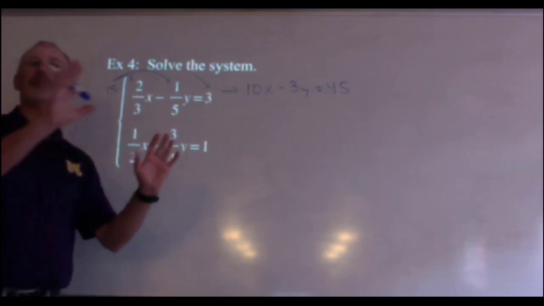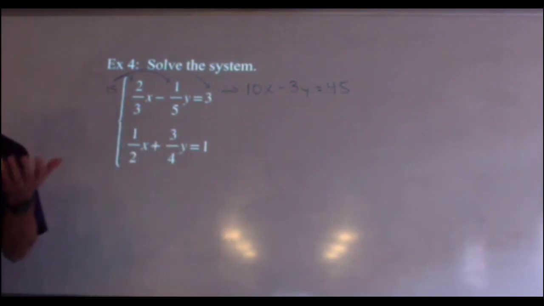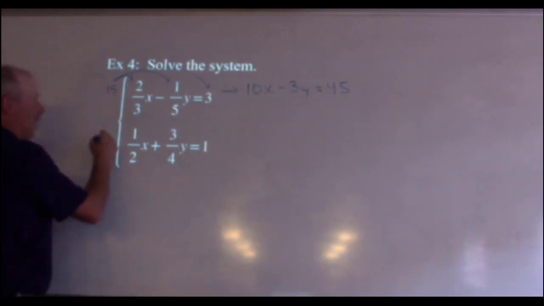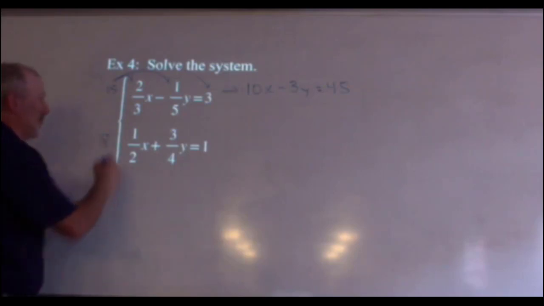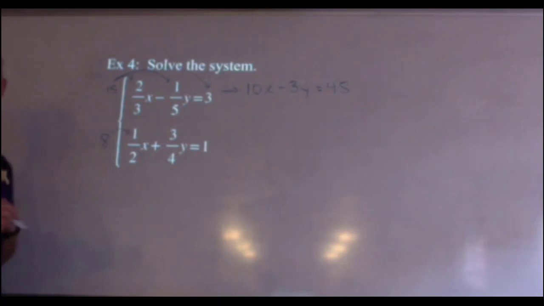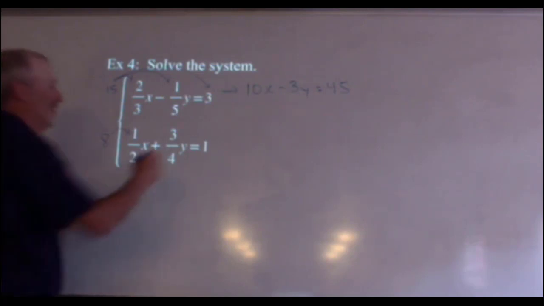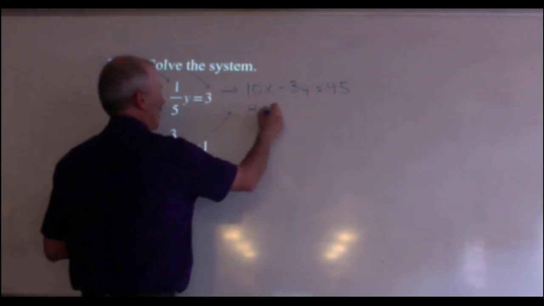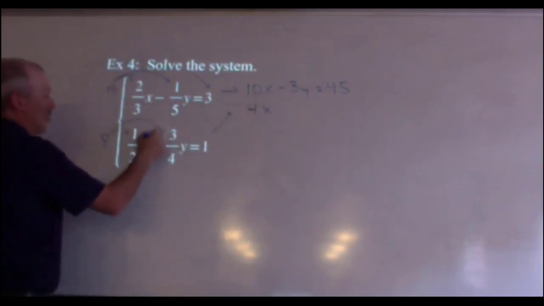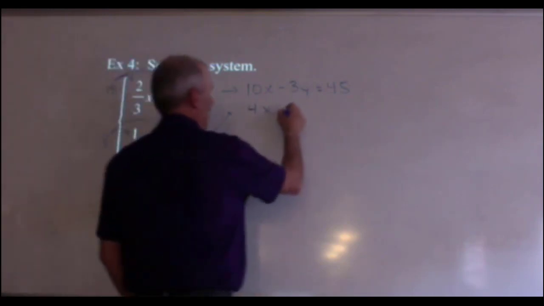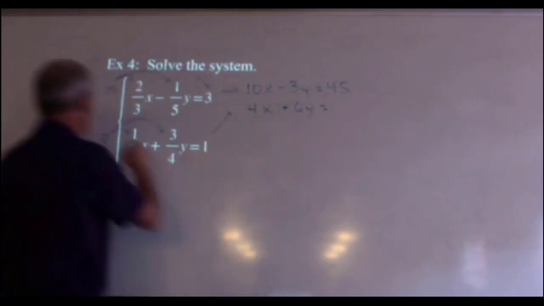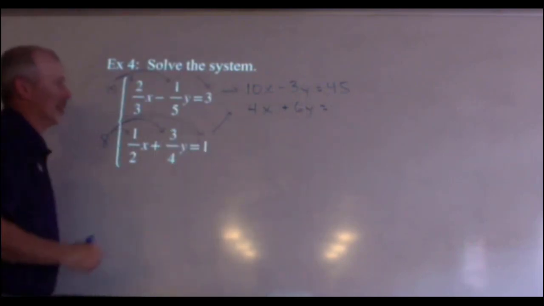But let's say you didn't see that, and you did see the 8, because that makes sense, right? 2 times 4. So let's multiply by the 8, because it will work either way. It'll just be smaller numbers if you use the smaller value. So what is 8 times 1/2? 4. So this is going to be 4x. Then what is 8 times 3/4? Yeah, it's going to be 6y, right? And then 8 times 1 is 8.